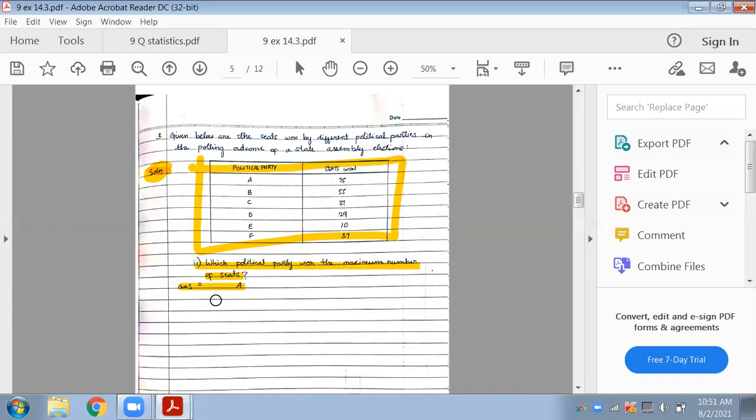In the question, there was a second part: which political party won the maximum number of seats. If you look at the graph, the bar for political party A is the tallest. So that means the political party that won the maximum number of seats will be A. Okay, so it is done. Let's move to the next question.